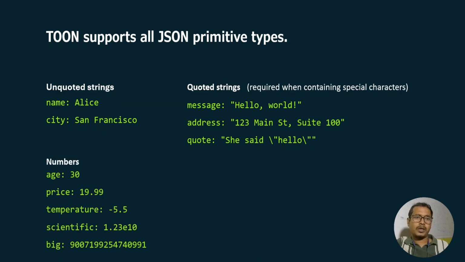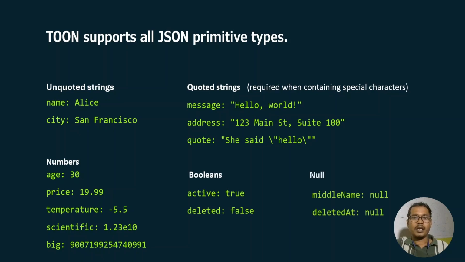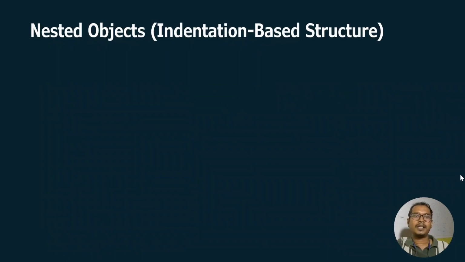It also supports numbers. You can use numbers, decimals, big integers, and scientific values, and those you can also keep without quotes. Then it supports booleans, so you can put true, false in your value, and you can put null values as well, like middle name null or deleted at null. All these data types are supported in TOON. You can also keep nested objects in your TOON.